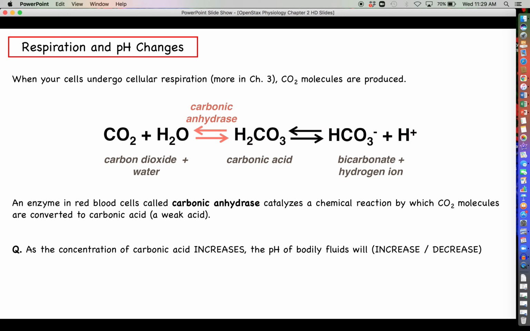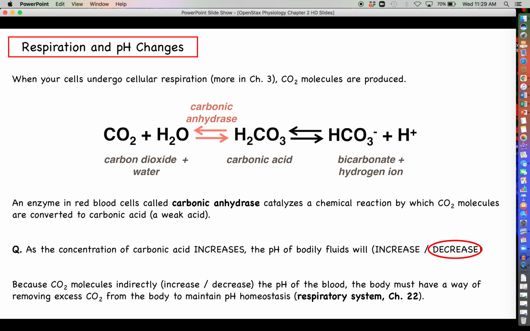So here's the question. As the concentration of carbonic acid increases, what's going to happen to the pH of the blood in this case? Well, if you said that the pH will decrease, you are absolutely correct. The more carbon dioxide there is in the blood, the more of that carbon dioxide is going to be converted to carbonic acid, and the more carbonic acid there is, the more hydrogen ions there are going to be, and the pH will start to drastically decrease.